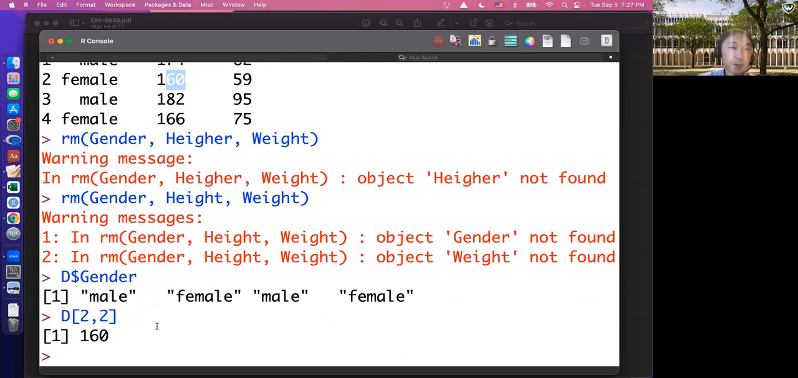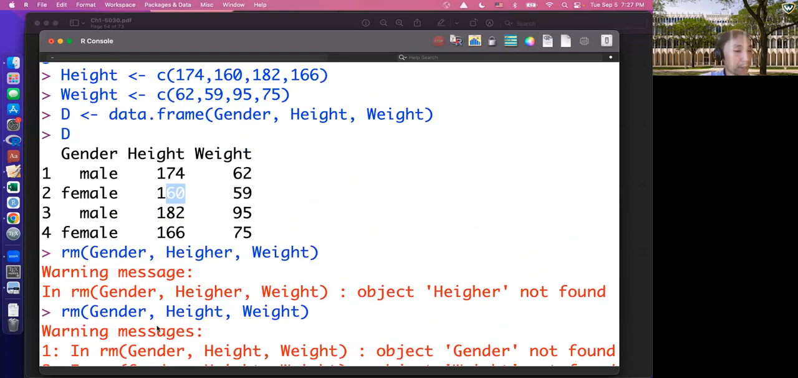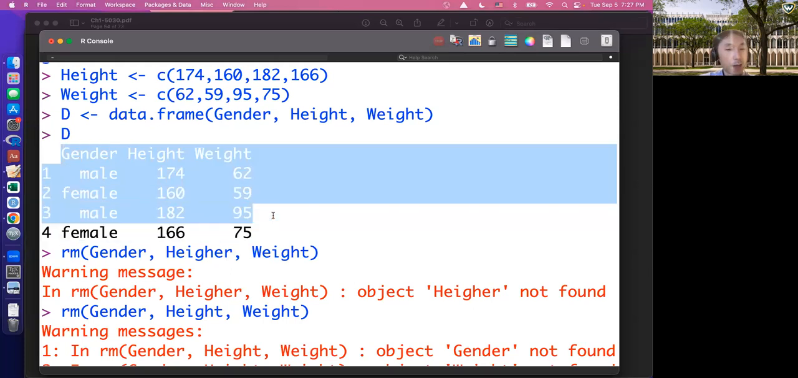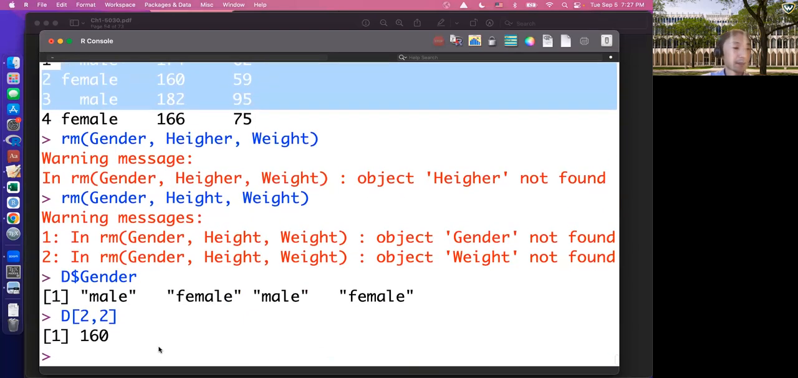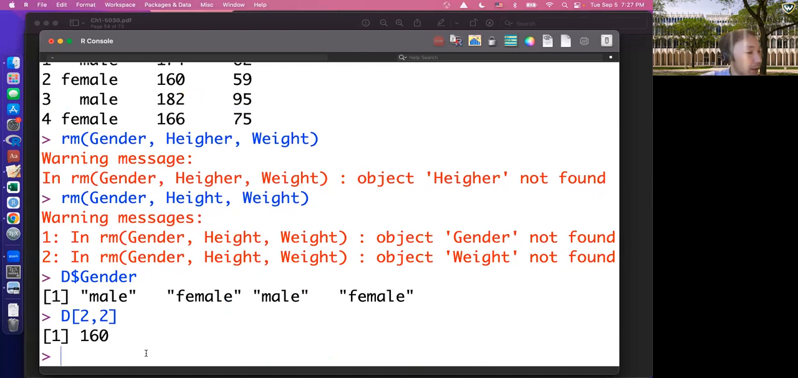Sometimes not. And what's the difference between a data frame and a matrix? Of course, it's different because the data frame is a list, and the data frame allows different types of vectors, different types of columns. In a matrix, everything should be the same: everything numeric or everything character. We cannot mix those two, but with a data frame, we can do whatever we want.